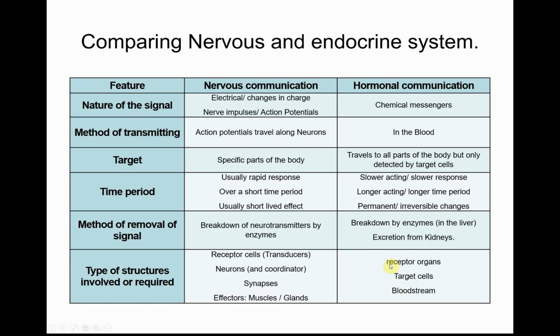Whereas with the hormones, slightly simpler maybe, receptor organs and target cells. Think about glucose control. You've got the pancreas detecting your blood glucose levels. The target cells would be the liver and the muscles, and the bloodstream carrying that hormone around to your blood vessels and circulatory system. Really, really important there.